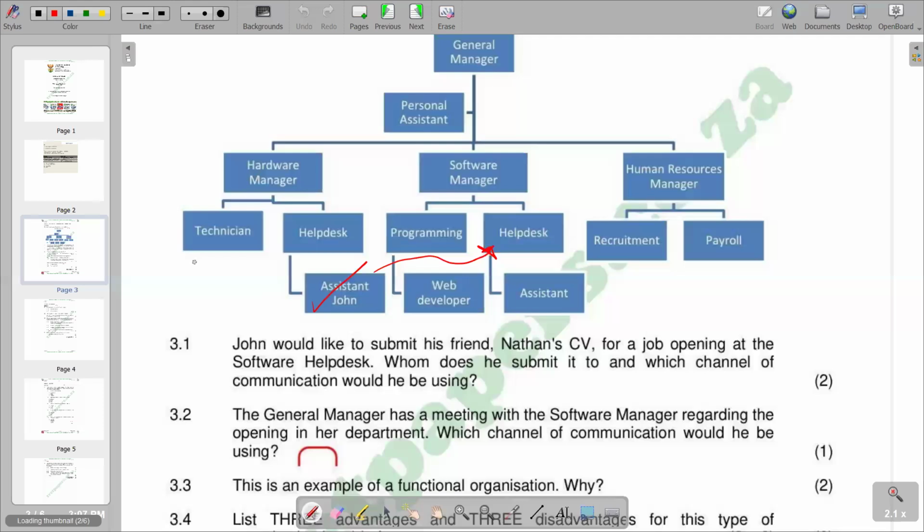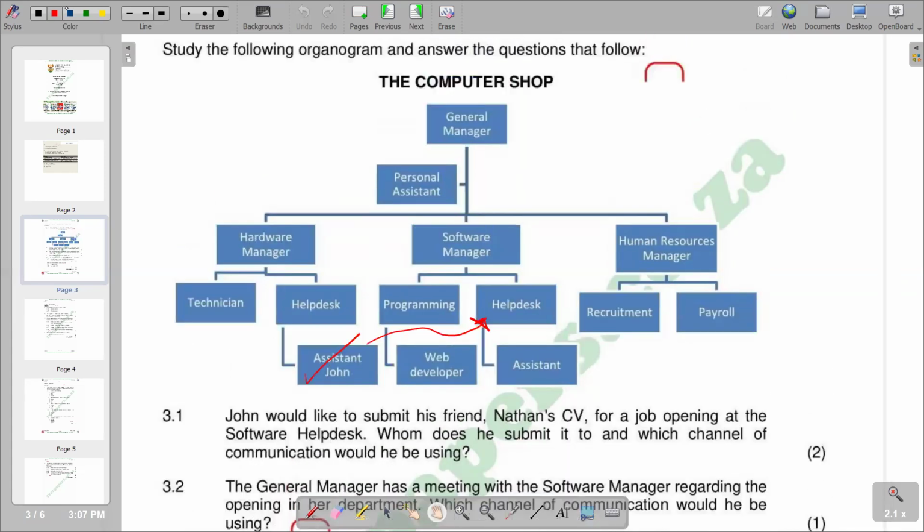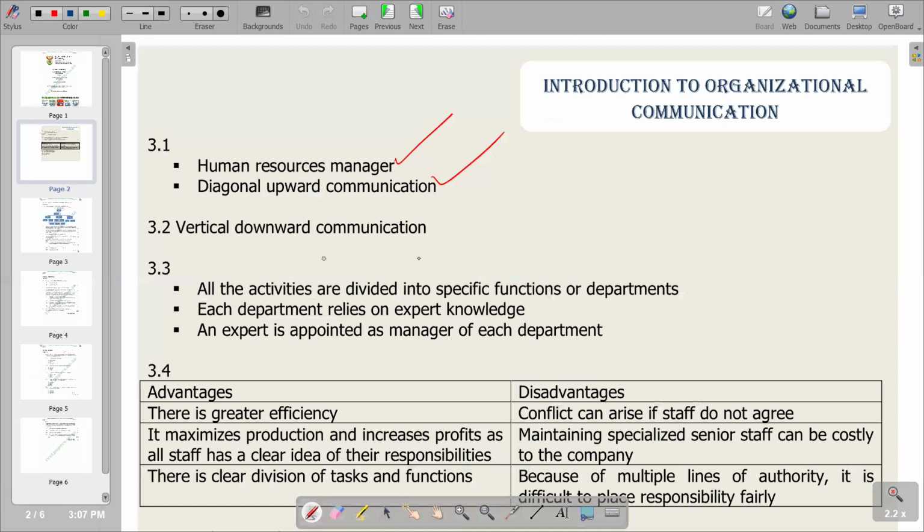The general manager has a meeting with the software manager regarding the opening in her department. Which channel of communication would he be using? The general manager is here. Let's scroll down to see the general manager here, and he has a meeting with the software manager. The software manager is here. You see that the software manager reports directly to the general manager, and the information is coming from the general manager to the software manager. So this is vertical but going down. So we are having a scenario of vertical downward communication.